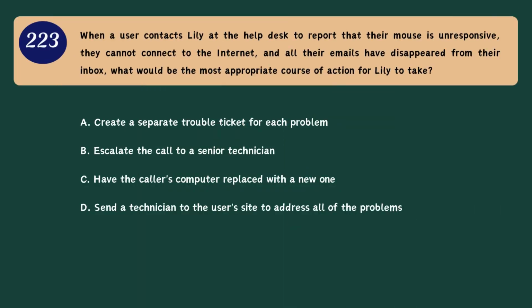Question 223. When a user contacts Lily at the help desk to report that their mouse is unresponsive, they cannot connect to the internet, and all their emails have disappeared from their inbox, what would be the most appropriate course of action for Lily to take? A. Create a separate trouble ticket for each problem. B. Escalate the call to a senior technician. C. Have the caller's computer replaced with a new one. D. Send a technician to the user's site to address all of the problems.